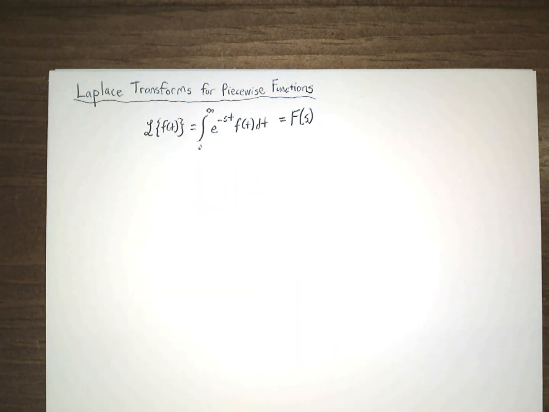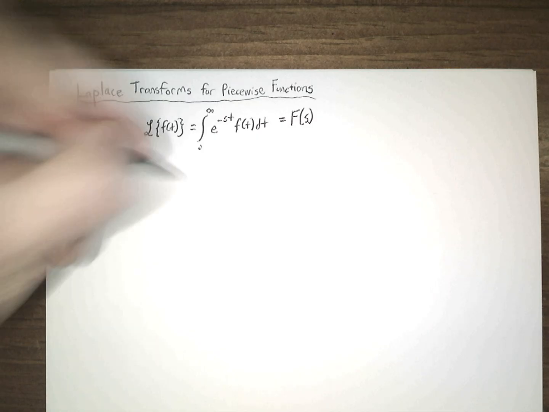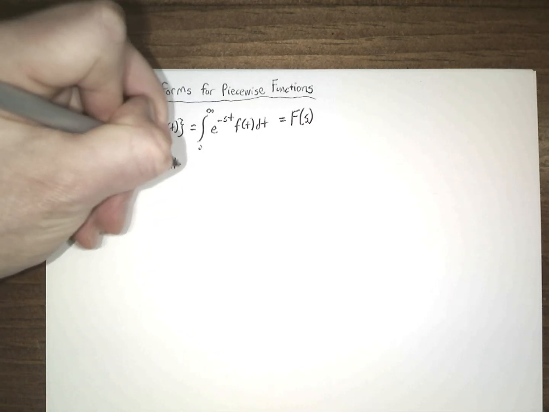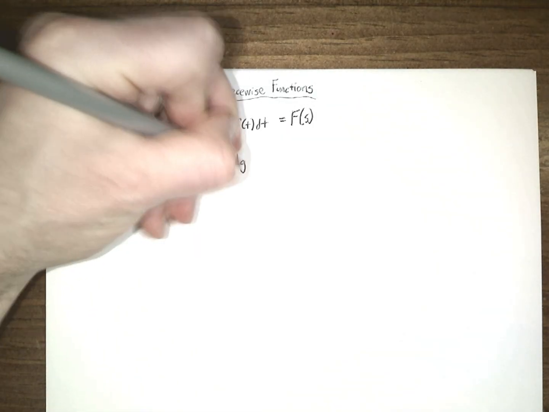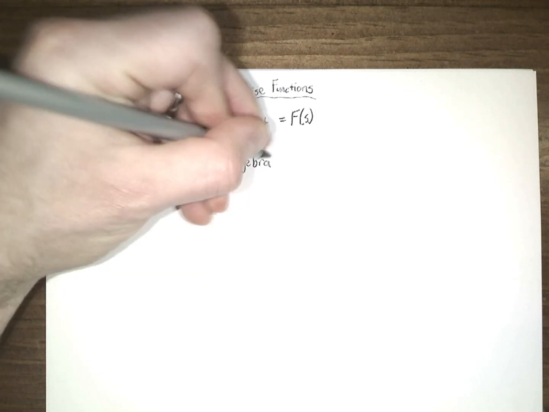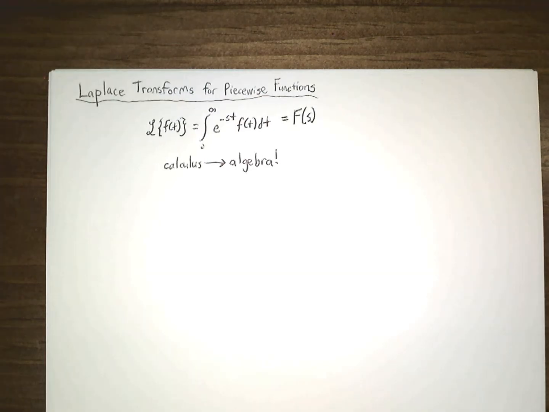The properties of this transform are such that we really like it for differential equations because it lets us turn a nasty calculus looking thing into something we can solve with algebra. That's the alleged benefit of doing these.